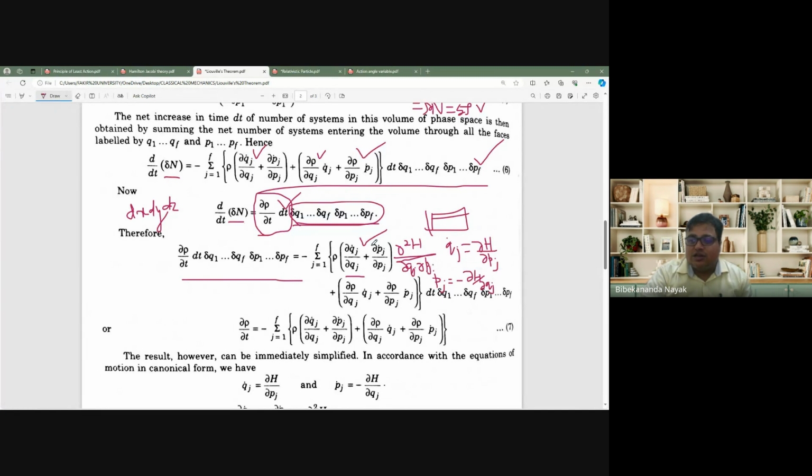Similarly for this one, del by del pj of pj dot means del by del pj of minus del h by del qj. So putting that, we finally find minus del square h by del pj del qj. If we add these two, this will be how much? Del square h in the numerator, denominator del qj del pj or del pj del qj. Either way you take, qj and pj are independent variables, so this will be the same.